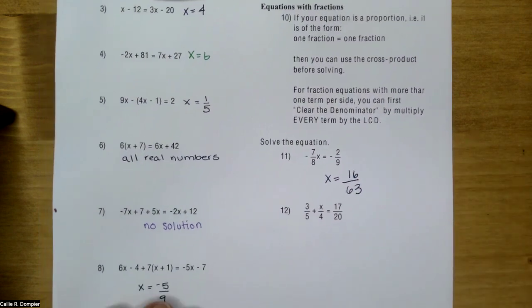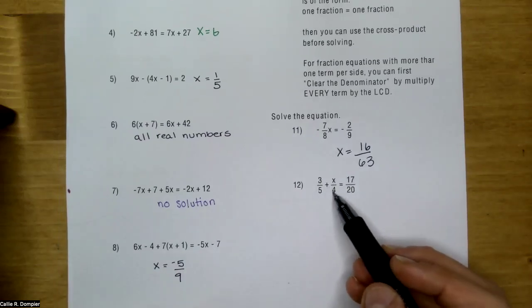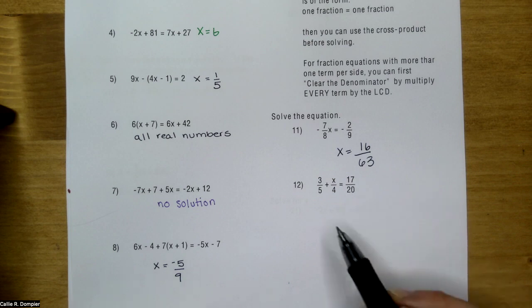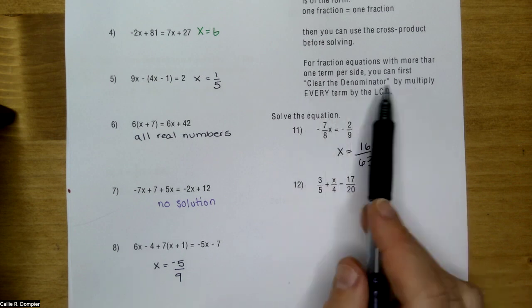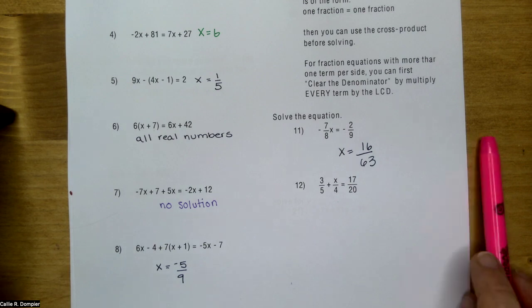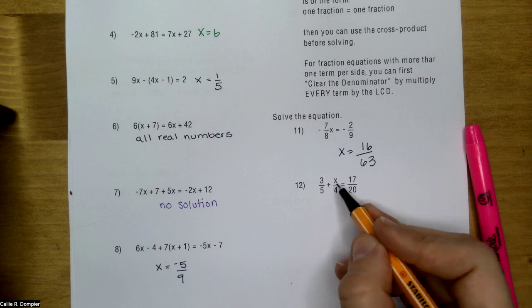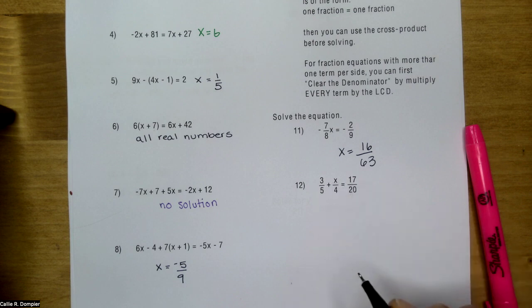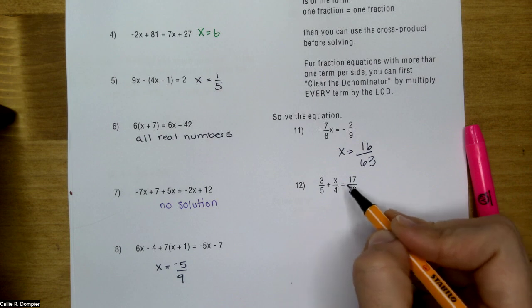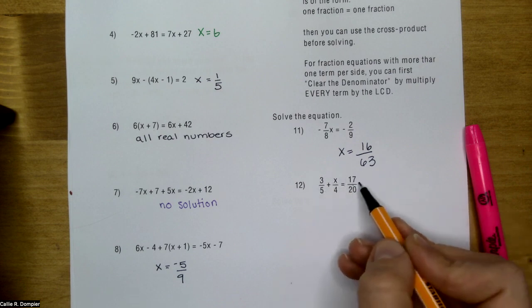Good. Okay. For number 12, we have 3/5 plus x divided by 4 equals 20. All right, so clear the denominator by multiplying every term by a least common denominator. Can you get all of those denominators the same? Right? So you can just go through and say, I'm going to multiply this by 5, multiply this by 5, multiply this by 5, and then I'm going to multiply this by 4, and this by 4, and this by 4. Or I can make it a common denominator.